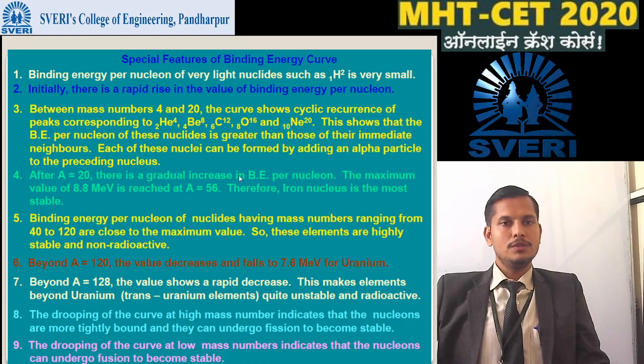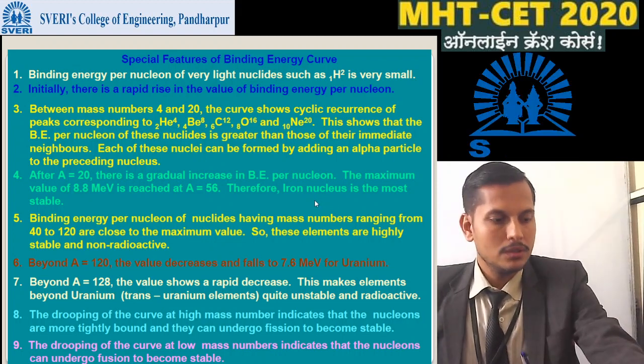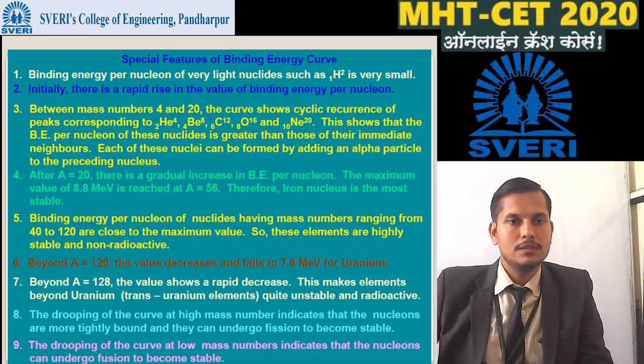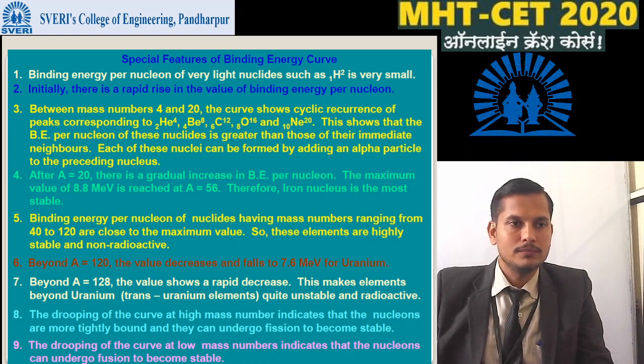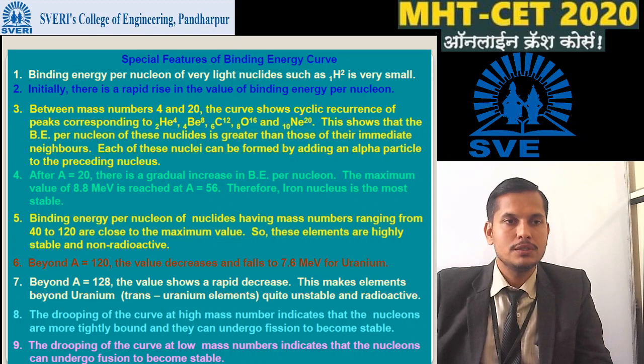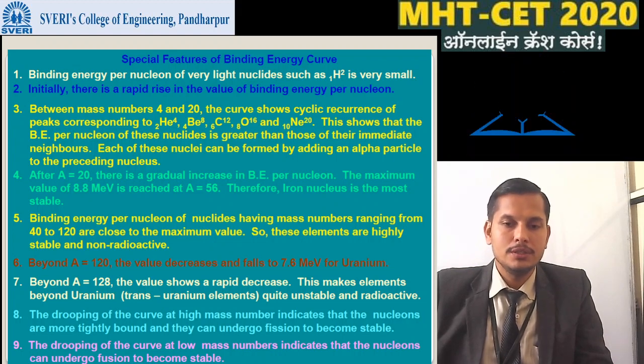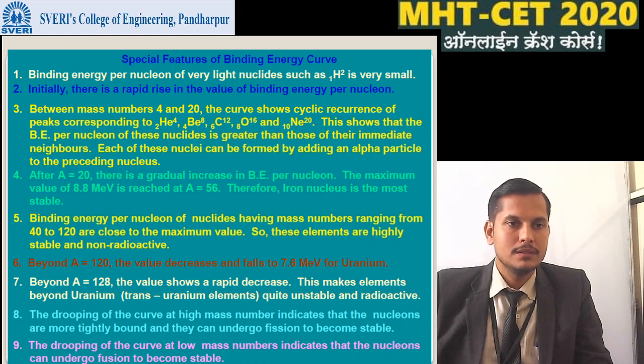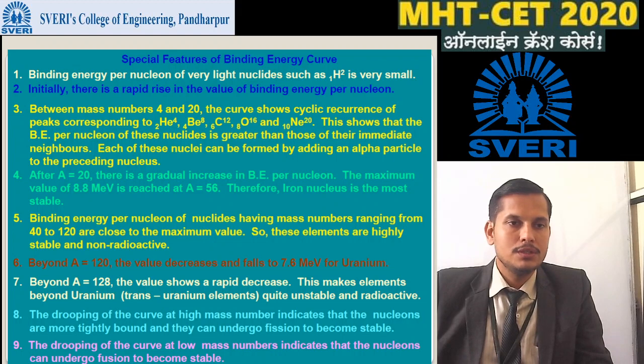So let us check the features of the binding energy curve. Let us read it first. First point: binding energy per nucleon of very light nuclei such as 1H2 is very small. Initially, there is a rapid rise in the value of binding energy per nucleon. Between mass numbers 4 and 20, the curve shows cyclic recurrence of peaks corresponding to different elements, that is helium, carbon, oxygen. This shows that the binding energy per nucleon of these nuclides is greater than those of their immediate neighbors. Each of these nuclei can be formed by adding an alpha particle to the preceding nucleus.